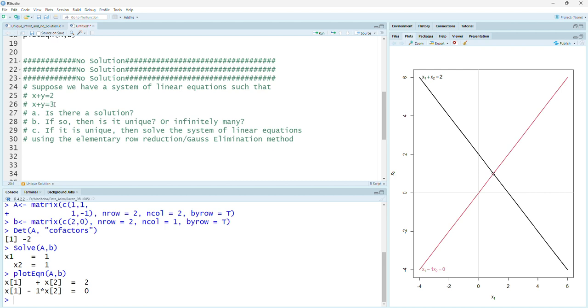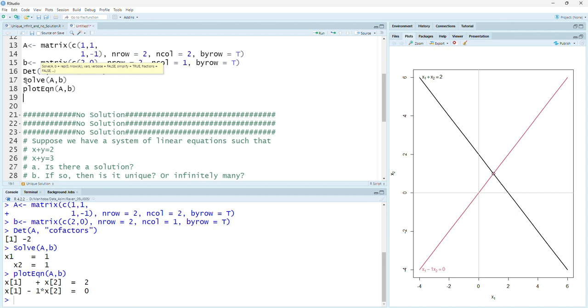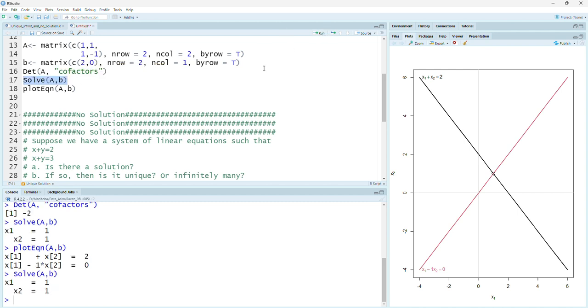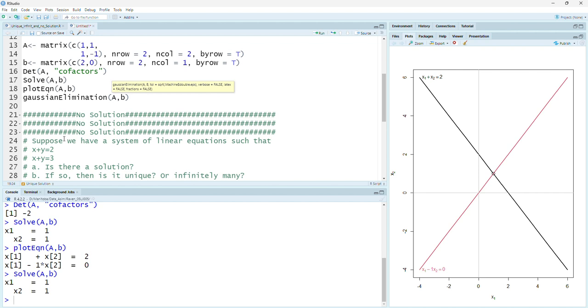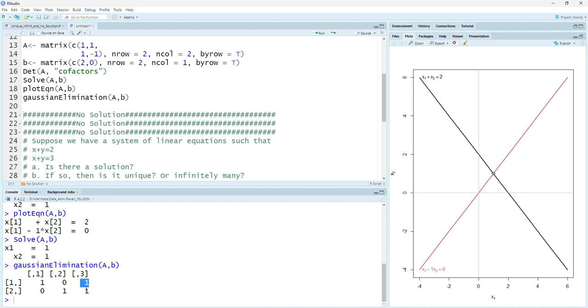All right. So, is there a solution? If so, is it unique or are there infinitely many solutions? And if it is unique, then solve the system of linear equations using the elementary or Gauss elimination method. In the previous one, we solved it, but you can also solve it by just writing gauss elimination and writing A comma B. You will get the solution again. The answer is 1 and 1.